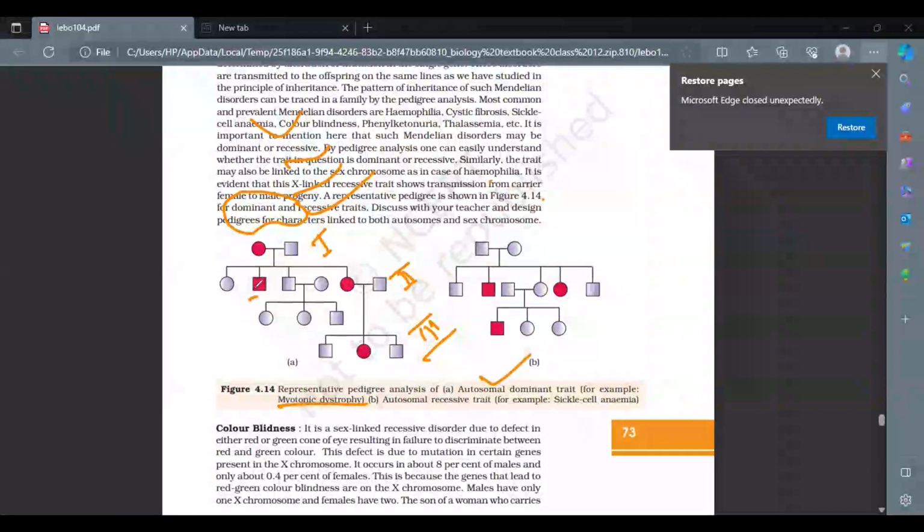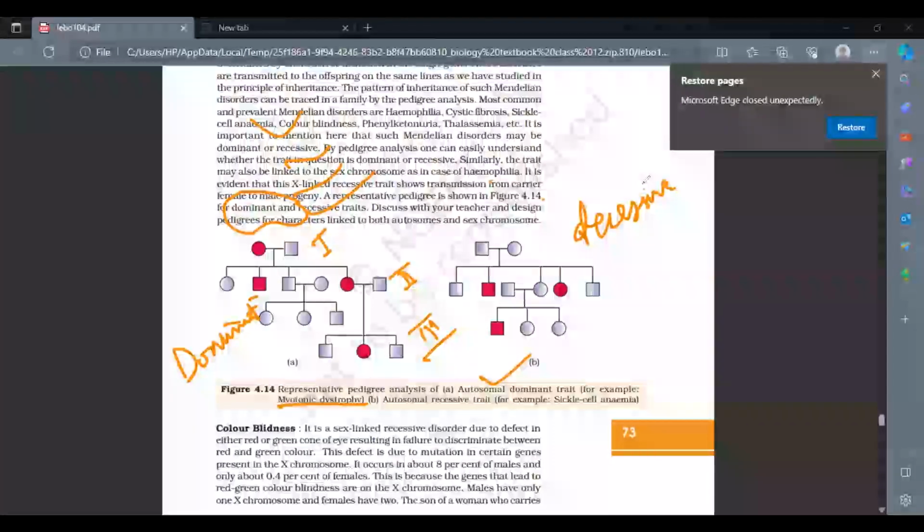So how do you differentiate between a recessive and a dominant trait? The recessive trait is going to skip any one generation. Okay, so now you can see the difference between pedigree A and pedigree B. Pedigree A is of a trait that is dominant, right? And pedigree B is of a trait that is recessive.